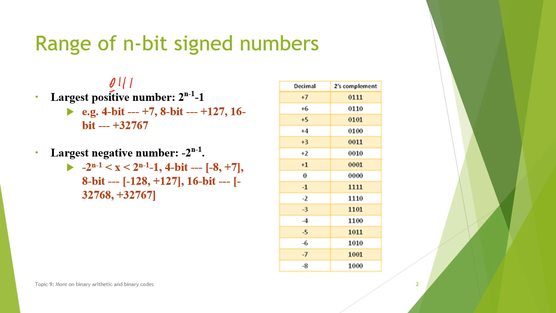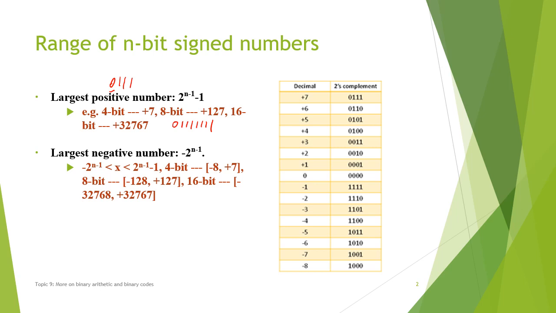For an 8-bit, we can write 0 with 7 ones after that. If you convert this to a decimal number, that's positive 127. Similarly, for 16-bit, we will get positive 32,767.